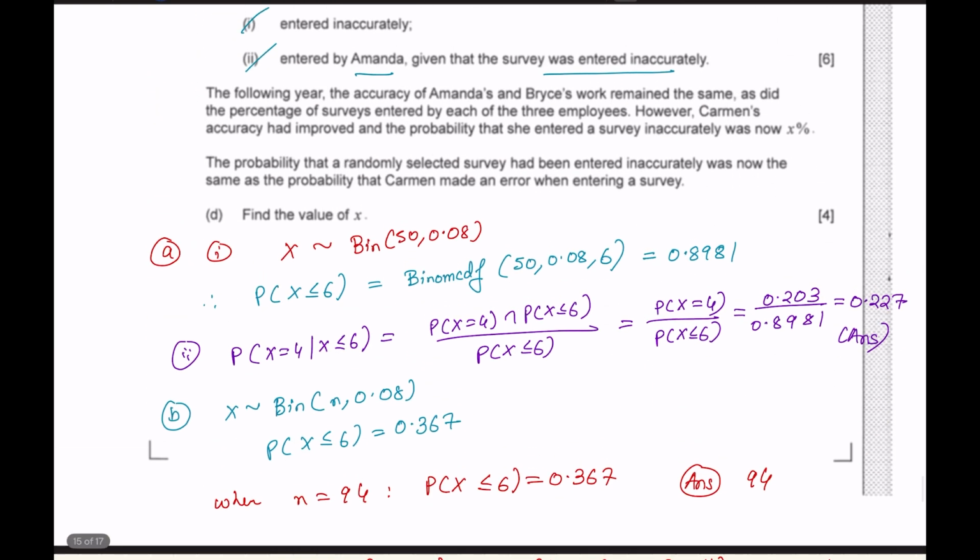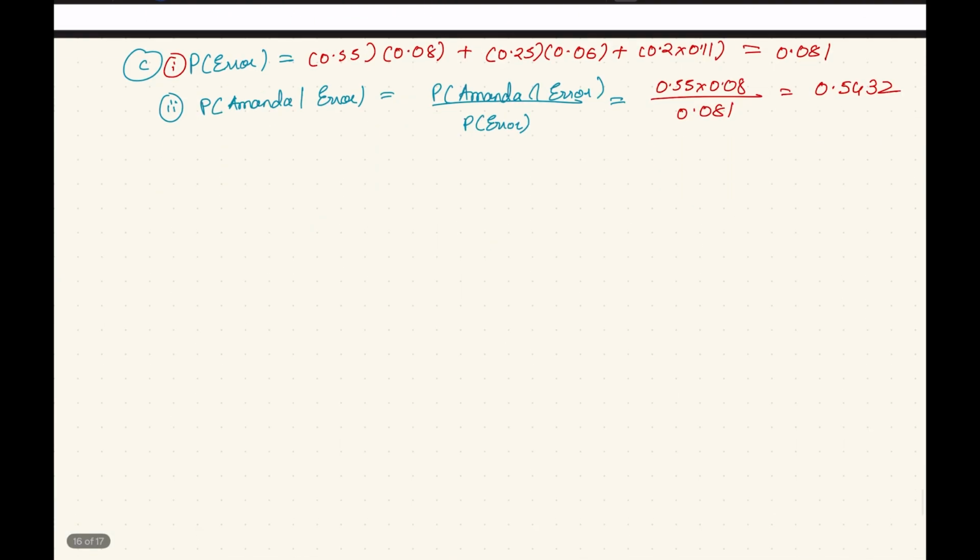Now the last part. Following here, accuracy of Amanda and Bryce's work remained the same, as did the percentage of surveys entered by each of the three employees. However, Carmen's accuracy had improved, and the probability that she entered a survey inaccurately was now X%. Probability that a randomly selected survey entered inaccurately was now the same as probability of Carmen made an error. So find the value of X. So probability of error is equal to X, and probability that Carmen is making an error is also X. So this will be the equation.